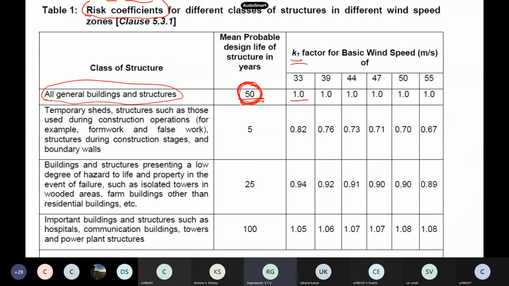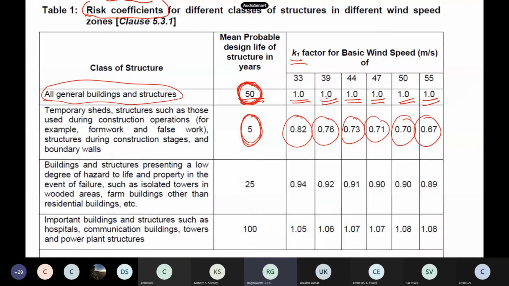So this risk coefficient is 1 only, because the map also corresponds to 50 years. So here also you followed the 50-year return period. So this is 1, this risk factor, the code says. Suppose you are constructing a small shed, like new IITs are coming, a temporary campus we make. Temporary campus means, let us say, 5 years is the lifetime of my structure. Then this factor K1 will be reduced actually. Okay, 0.76, 0.73, you followed it. These numbers you have to use.